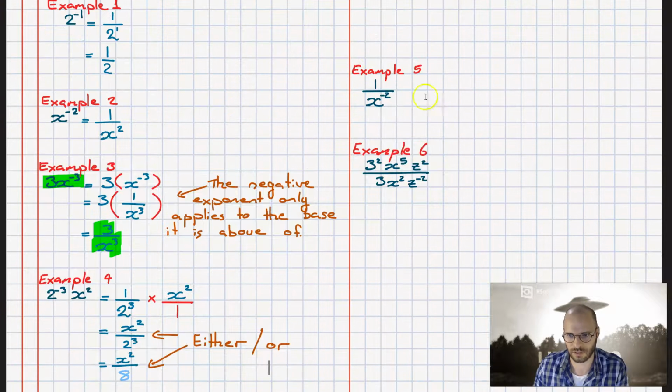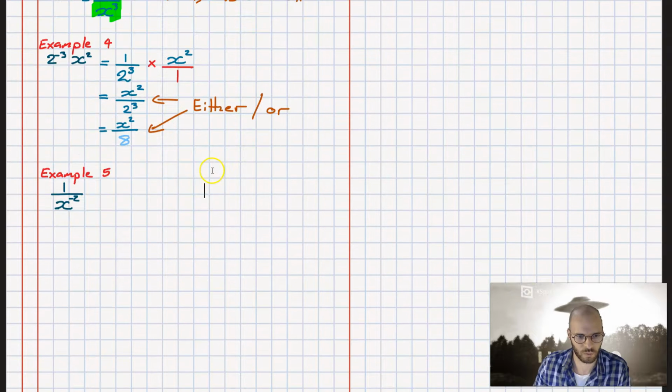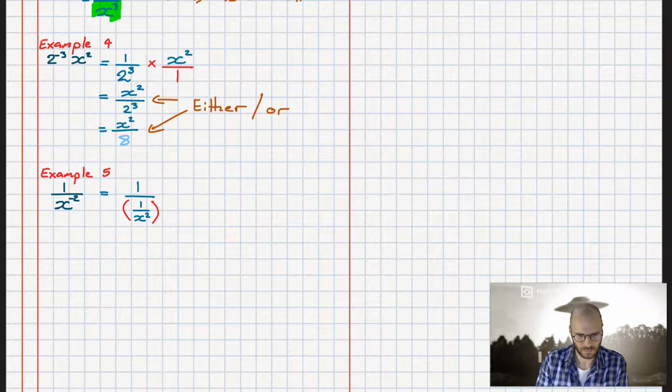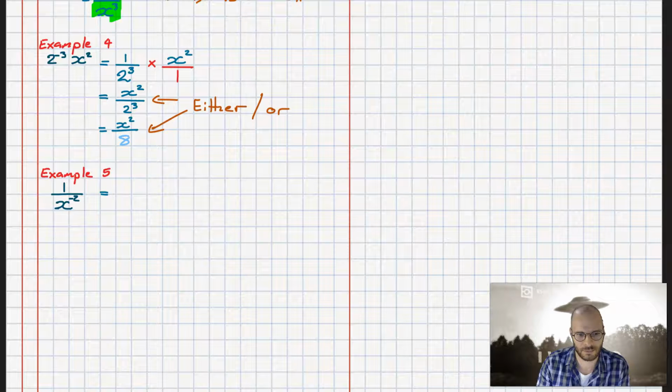Now example 5. In example 5 we have 1 over x to the negative 2. So what we've got to do here is, once again, manipulate this ever so slightly. We're going to get 1 over, then inside these brackets here, it's going to turn into 1 over x squared. Now this looks really confusing, so the form's not ideal to work with. So rather than doing this form here, we can get rid of it and take a step back.